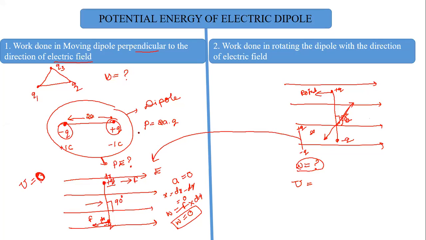See, work done in rotating the dipole. I must rotate the dipole with the direction of the electric field. The electric field has a direction, and within that direction I must rotate it. When rotating, there will be certain work done. That work done is stored as the potential energy. Then U is not equal to 0. In this case U is not equal to 0. Then what is the value for this potential energy that we are going to study?